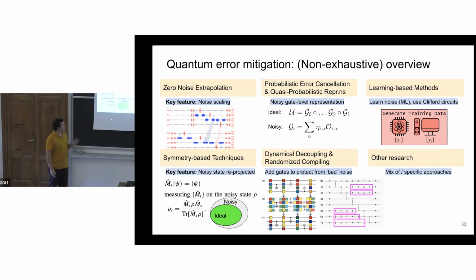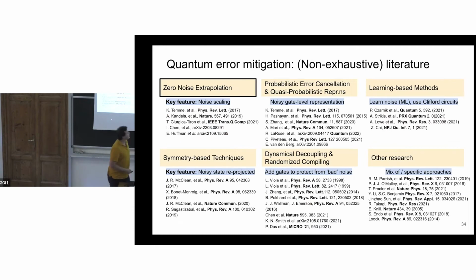And remember, of course, there is other research with a mix of approaches or more specific approaches. The transition has blocked, let me see why. Yeah, so this is a slide. I will make this slide available to all, but if you want to take a picture or a screenshot, this is a minimal literature list divided by topic.